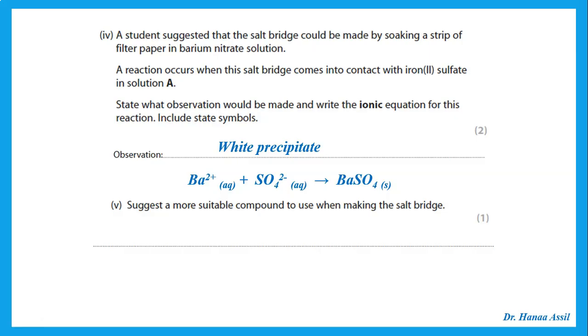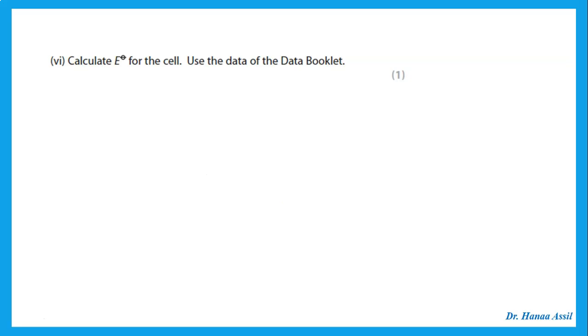Include state symbols. Okay? Suggest a more suitable compound. So instead of using barium nitrate in the salt bridge, what should we use? We use something that is soluble and will not form a precipitate. So potassium nitrate, a saturated solution of potassium nitrate, would be a suitable compound in the salt bridge. Calculate E naught for the cell. So this was the reaction.